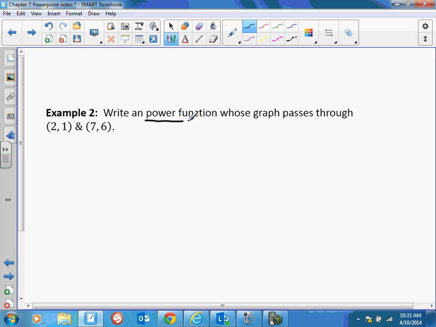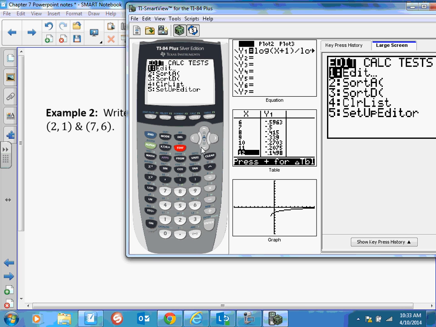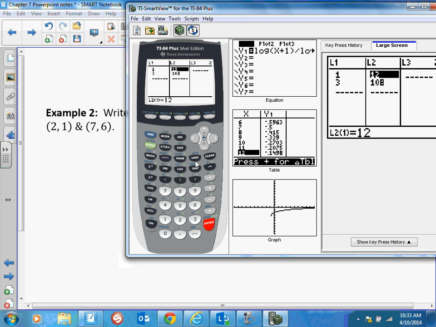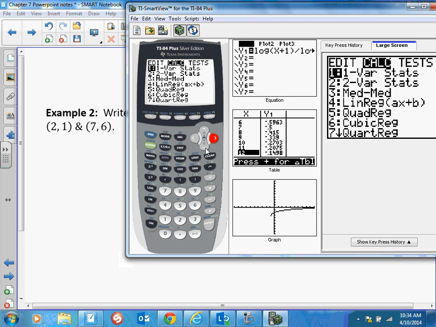One more, power function. If it says power function, we do the same thing, except now we have to look for power regression instead of exponential regression. So we hit stat, go to edit and hit enter. In L1, we enter our x's, which are 2 and 7. Then in L2 we enter our y's, which are 1 and 6.